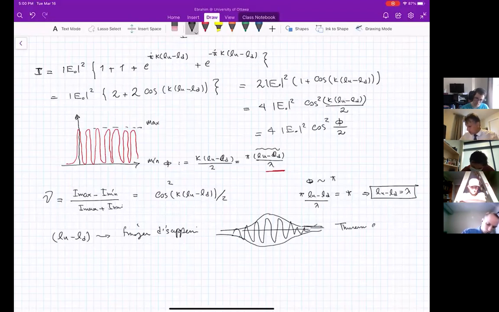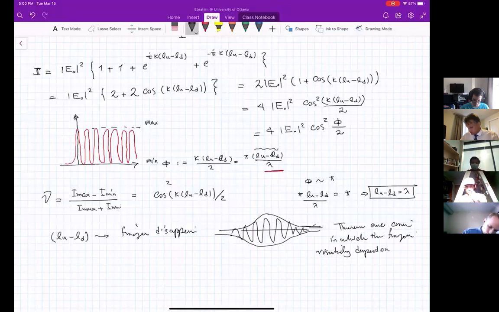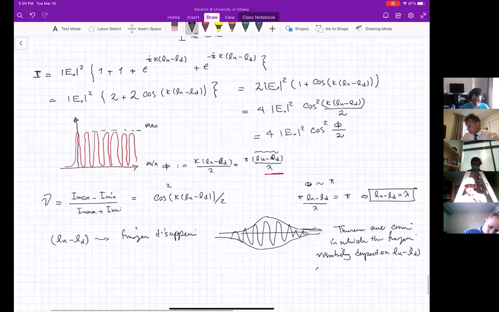There are cases in which the fringes visibility depends on LU minus LD and vanishes when it is a large value. Okay.